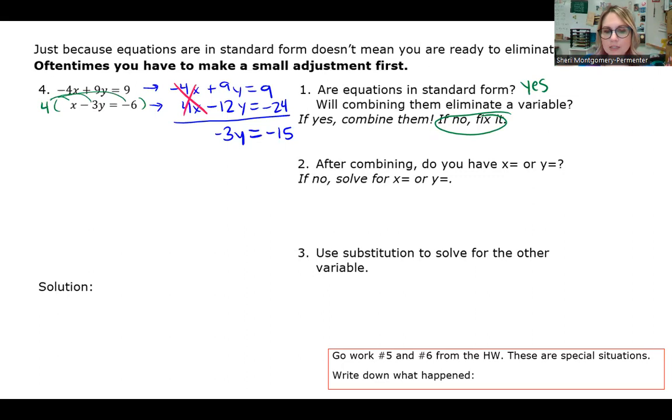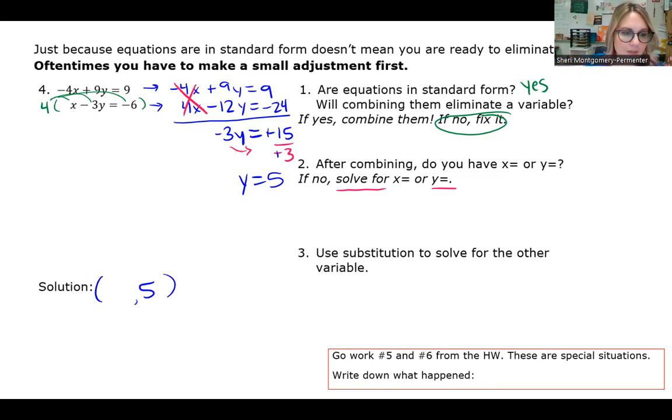We have one last step. After combining, do you have x equals or y equals? No. So now we're going to have to solve for y. What is a negative divided by a negative? Yep, very good. 15 divided by 3 is 5. So the y part of our solution is going to be 5. Now I can plug it into one of the equations to solve for x. Which equation is going to be easier? The bottom one, because there's nothing next to the x.